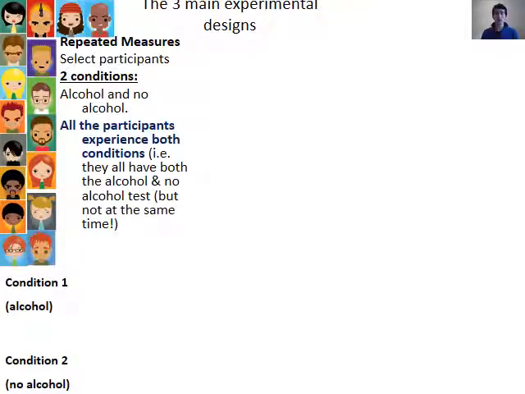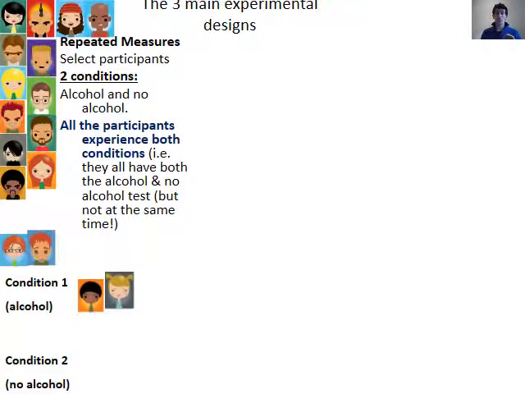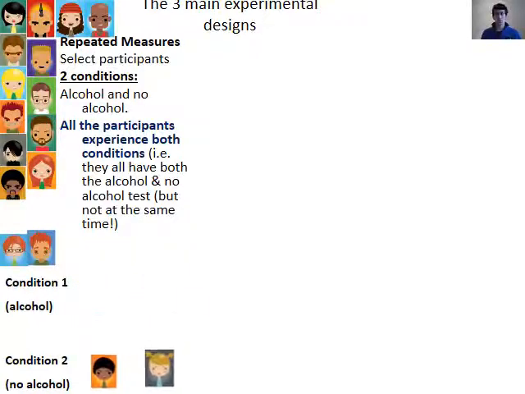So in repeated measures, the participants experience both of the conditions. So they repeat both parts of the study. So if we select two people from here, they'll do the first condition, in this case the alcohol condition, and then they will repeat the second condition as well. So we're using the same people, but they're repeating or doing both of the conditions.